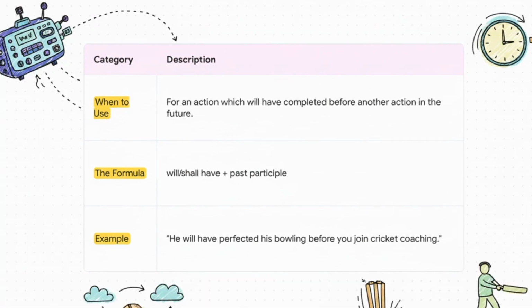Okay, the key word for the future perfect is completion. With this tense, you're jumping ahead to a future point in time and then looking back at an action that will already be finished by then. It's a little bit of a mind bender, but it's super useful. He will have perfected his bowling before you join cricket coaching. So by the time you show up, his work is already done. It's like setting a deadline for a future accomplishment.